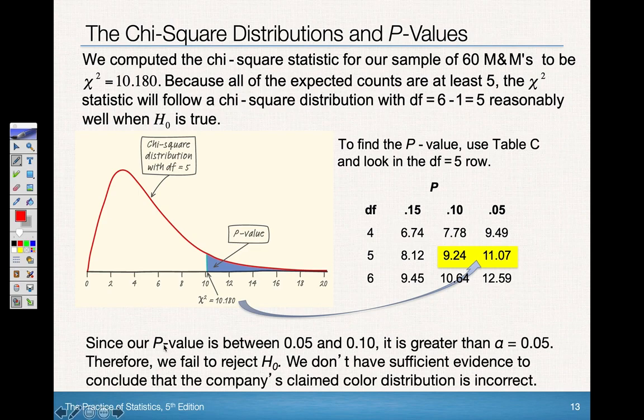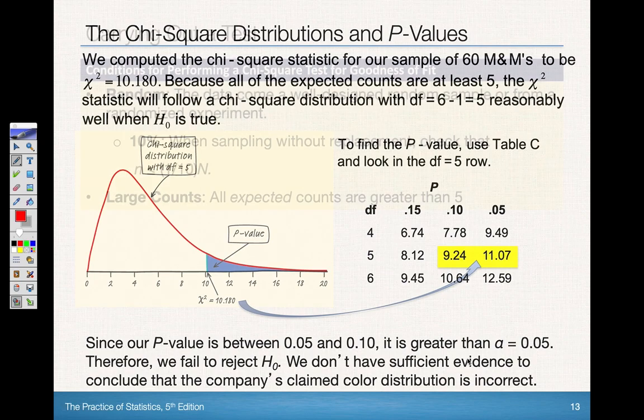So our p-value is between 0.05 and 0.10. Just like always, we compare it to alpha of 0.05. There's not enough evidence here, so therefore, we fail to reject H naught. That is the only way you should be writing how to go with the null hypothesis: fail to reject H naught. We don't have sufficient evidence to conclude the company's claimed color distribution is incorrect. So we still talk about the alternative hypothesis and just say we don't have sufficient evidence for the alternative hypothesis, that the company's claim is incorrect.